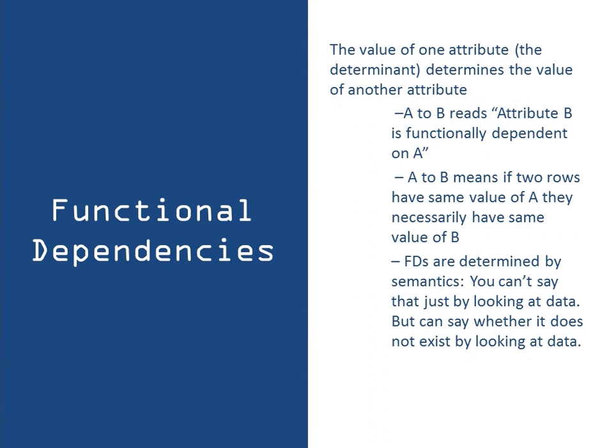Next, functional dependencies. A functional dependency is when the value of one attribute determines the value of another attribute. A to B reads: attribute B is functionally dependent on A. A to B means if two rows have the same value of A, they necessarily have the same value of B. Functional dependencies are determined by semantics. You can say that just by looking at data, you can't say whether a dependency exists, but you can say it does not exist by looking at data.